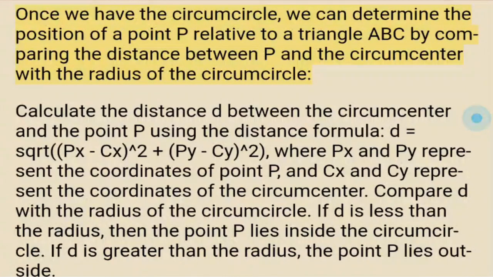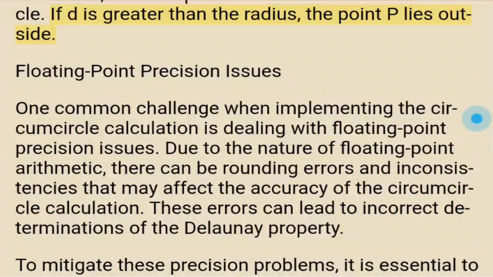Determining point position. Once we have the circumcircle, we can determine the position of a point P relative to a triangle ABC by comparing the distance between P and the circumcenter with the radius of the circumcircle. Calculate the distance d between the circumcenter and the point P using the distance formula, d equals the square root of (px minus cx) squared plus (py minus cy) squared, where px and py represent the coordinates of point P, and cx and cy represent the coordinates of the circumcenter. Compare d with the radius of the circumcircle. If d is less than the radius, then the point P lies inside the circumcircle. If d is greater than the radius, the point P lies outside.